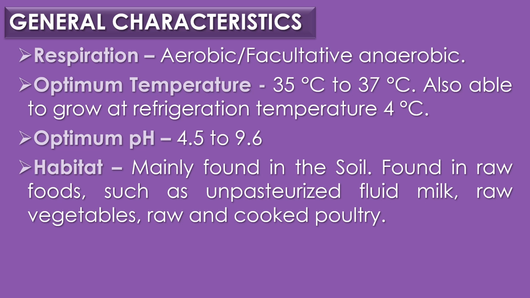Regarding the mode of respiration, aerobic or facultative anaerobic respiration is observed in Listeria monocytogenes. The optimum temperature for the cultivation of Listeria monocytogenes is 35 degrees Celsius to 37 degrees Celsius. It is also able to grow at refrigerated temperature, 4 degrees Celsius. The optimum pH of Listeria monocytogenes is 4.5 to 9.6.